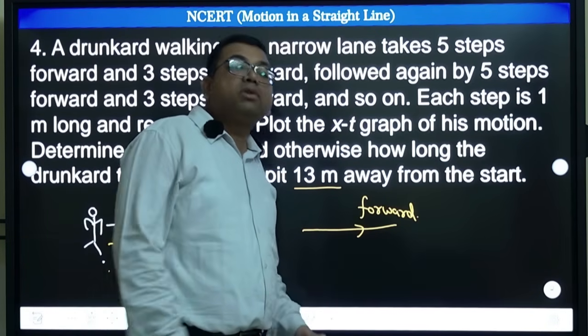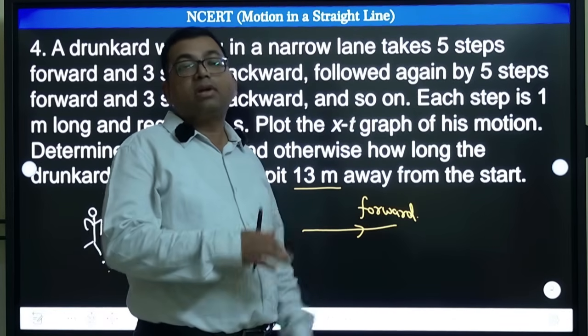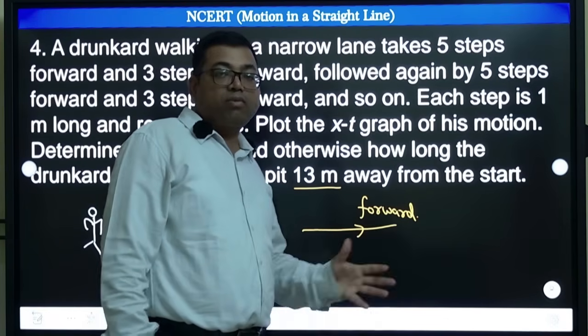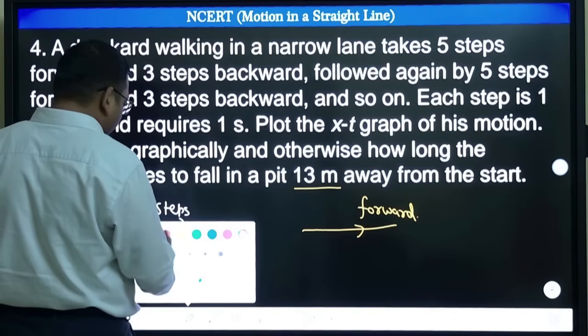So in the forward motion only he can fall. Backward he doesn't fall; that backward situation, falling, is not possible. So he is going to fall in the forward direction only. Just think about it, what are the possibilities? You can just think about it like this.